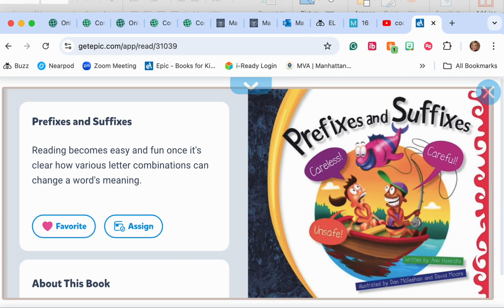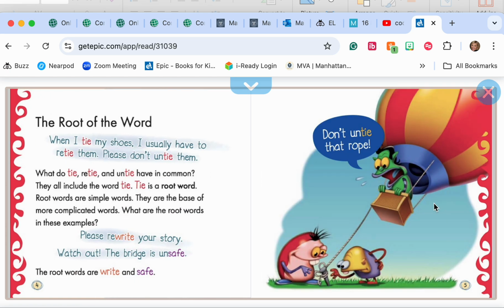So this is called Prefixes and Suffixes. Unsafe, careless, careful. Root of the words. When I tie my shoes, I usually have to retie them. Please don't untie them. What do tie, retie, and untie all have in common? They all have the word tie. Tie is considered a root word. Root words are simple words. They are the base of more complicated words.